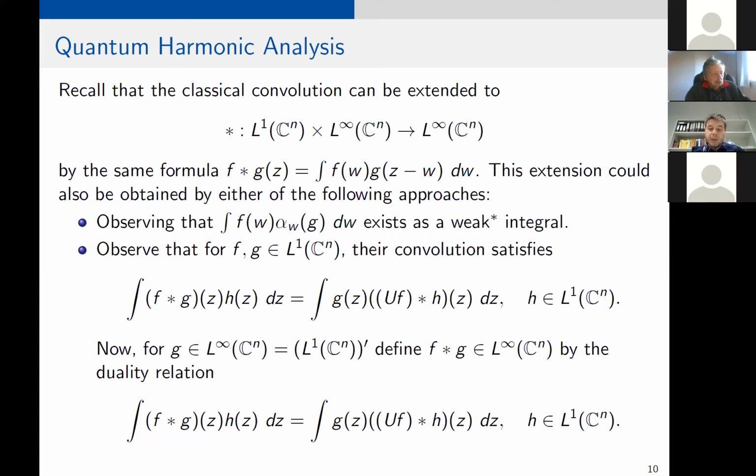You define the convolution of f and g as the unique function in L infinity which satisfies this duality relation. And this actually works out and gives you the same convolution. And starting from this duality relation is the way we will extend the convolution to the second factor being not trace class anymore.